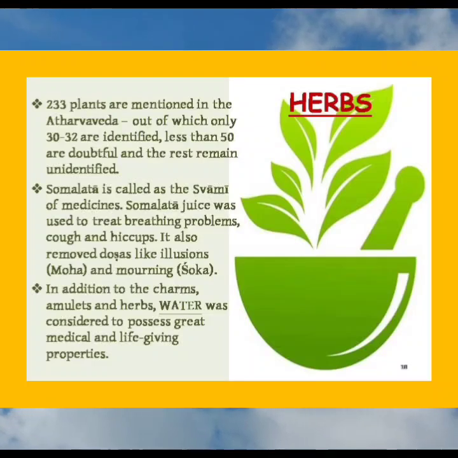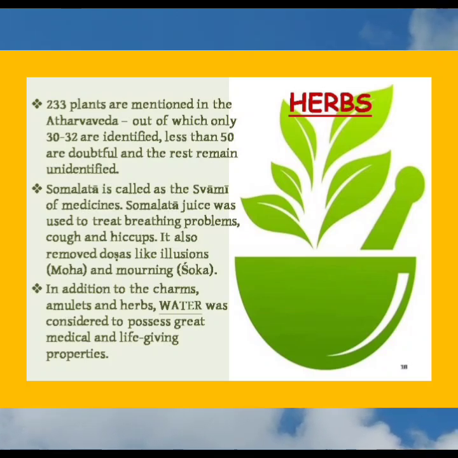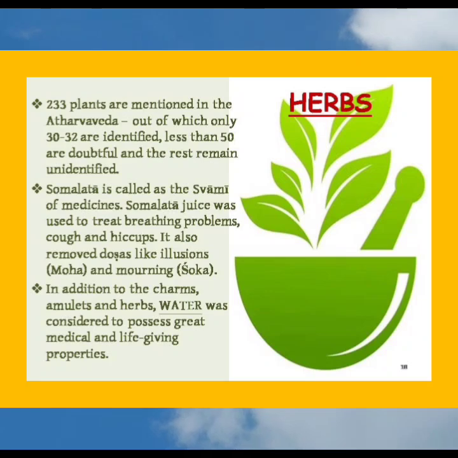233 plants are mentioned in the Atharvaveda, out of which only 30 to 32 are identified, less than 50 are doubtful, and the rest remain unidentified. Somalata is called the Swami of medicines. Somalata juice was used to treat breathing problems, cough, and hiccups. It also removed doshas like illusions and mourning.